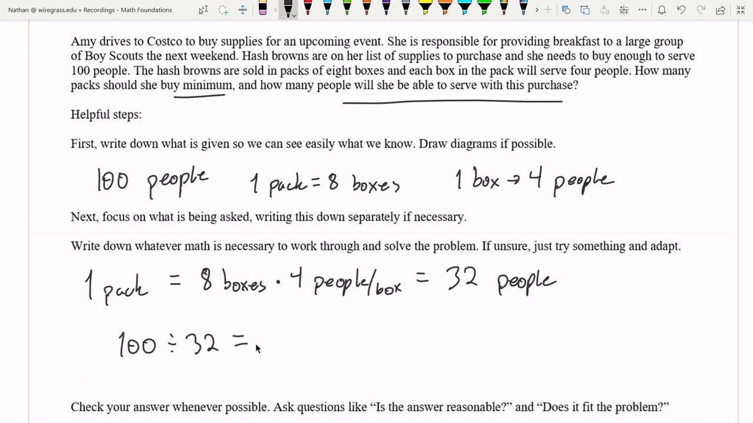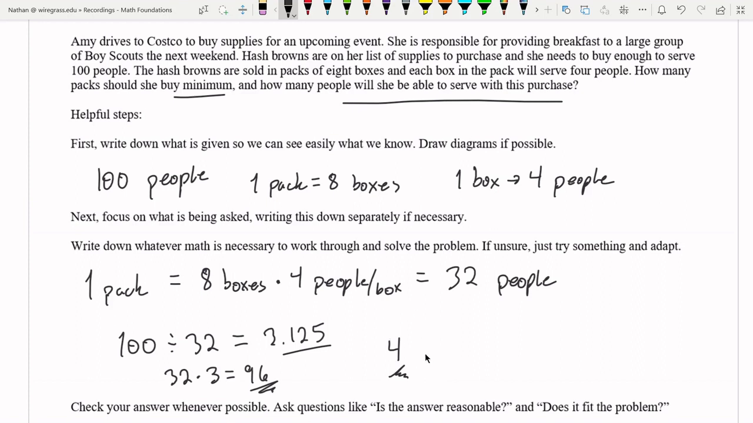If you're using a calculator, let's see what we get. I'll go 100 divided by 32. And it tells me 3.125. The 0.125 just means that it doesn't go in evenly. And you can see, of course, that 32 times 3 is 96. And that's not enough. We need to serve 100 people. That means 3 packs isn't enough. However, we know that 4 packs will be enough. 4 packs is the minimum that she needs to buy.